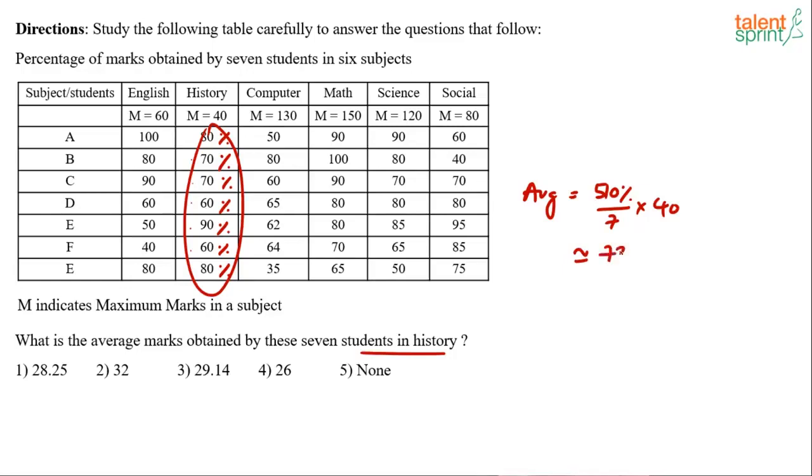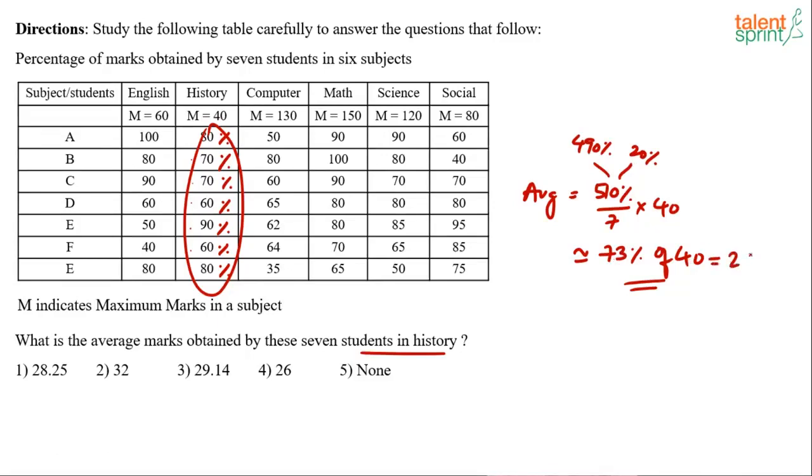Approximately 73% of 40. Because 510, I am breaking it as 490 percentage plus 20 percentage. So 490% by 7 is 70 percentage. 20% by 7 is 3 percentage. You understand? 490 by 7 is 70. 20 by 7 is 3. 70 plus 3 is 73. 73% of 40. What will be 73% of 40?